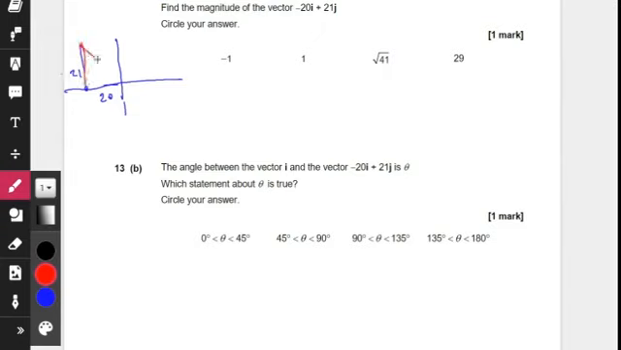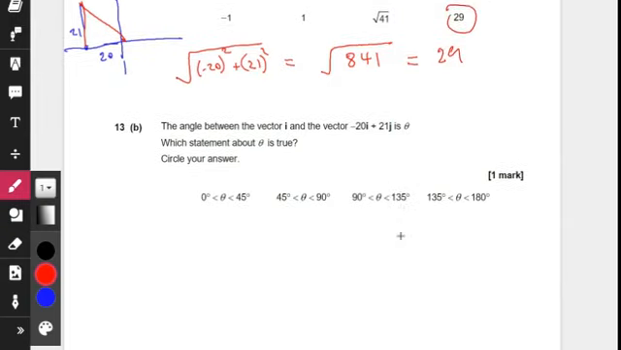If we're asked to work out the magnitude of a vector, we can just use Pythagoras, which would be the square root of 20 or minus 20, it doesn't really matter, either way it gives you the same answer, squared plus 21 squared. That's 400 plus 841, which is 441. Square root of 841, which I'm going to guess is 29. Okay, that's one of the answers there.